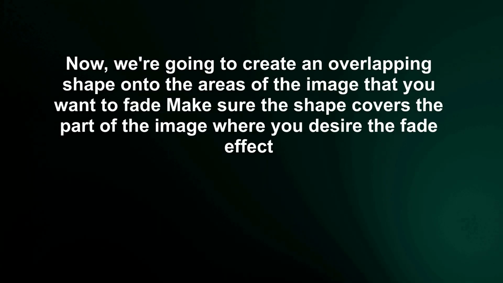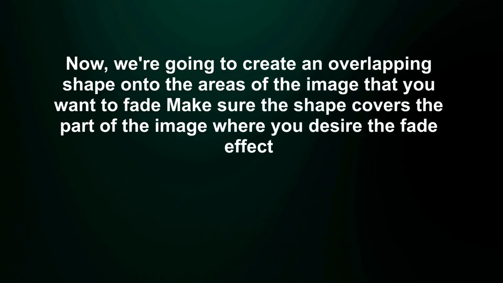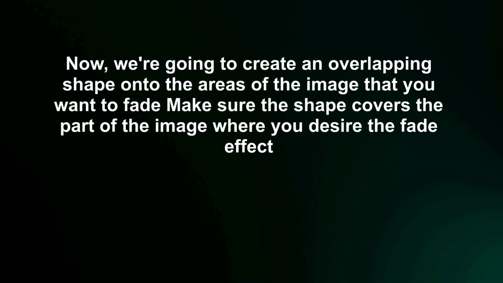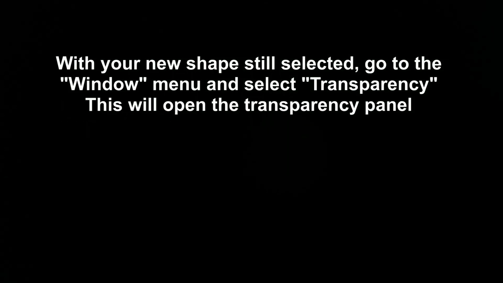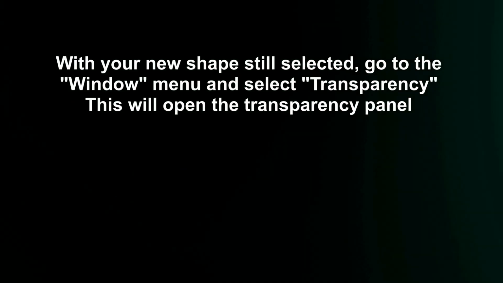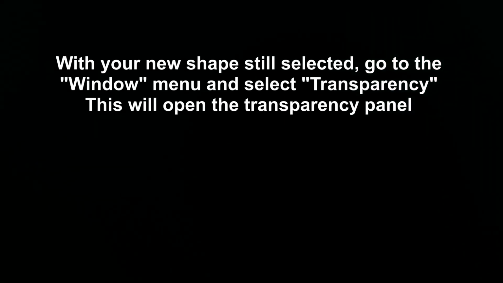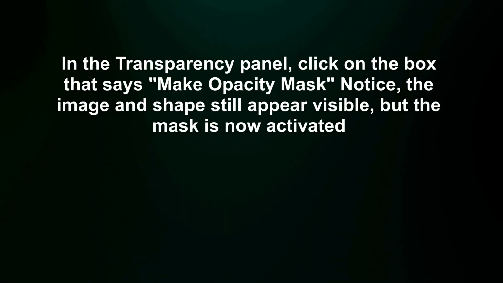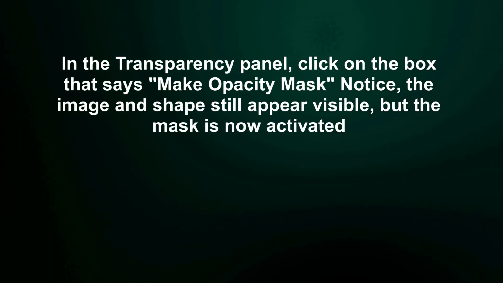Now, we're going to create an overlapping shape onto the areas of the image that you want to fade. Make sure the shape covers the part of the image where you desire the fade effect. With your new shape still selected, go to the Window menu and select Transparency. This will open the Transparency panel. In the Transparency panel, click on the box that says Make Opacity Mask.